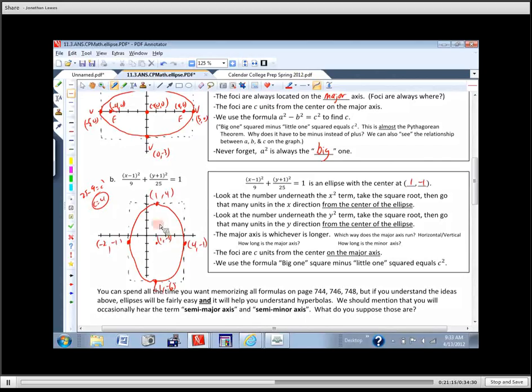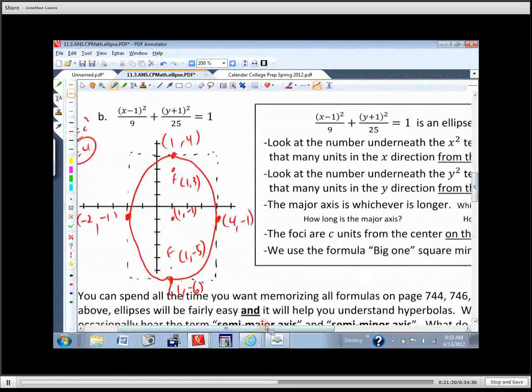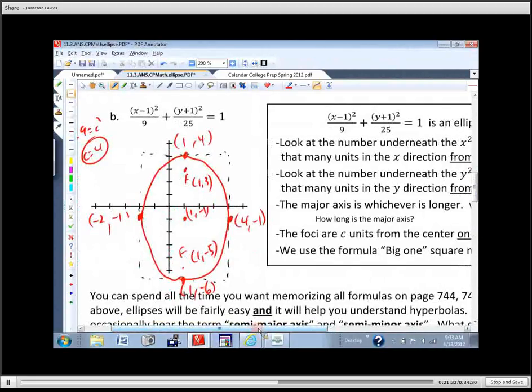So I'm going to go up 4. That's going to put me with a focus at 1 comma 3. And I'm going to go down 4. That's going to put me with a focus at 1 comma negative 5. Okay? Let me blow that up just a little bit. If yours is labeled like that, if this were a test question, you'd get that right. Any questions?